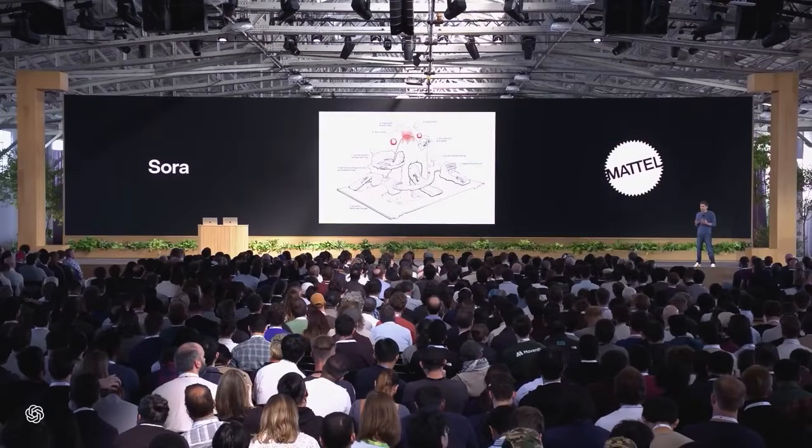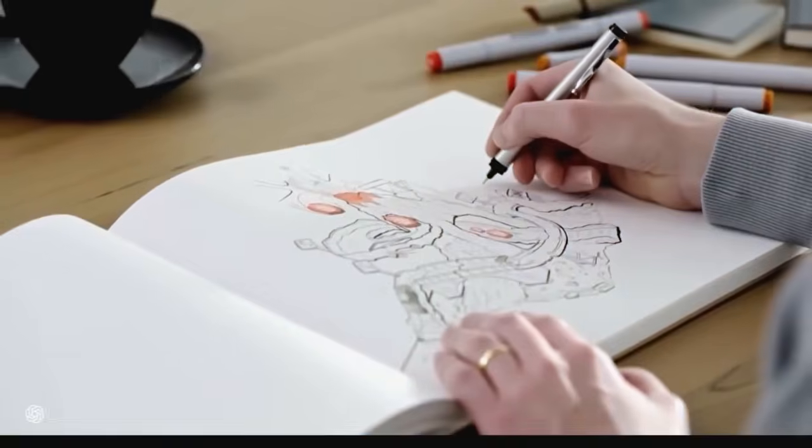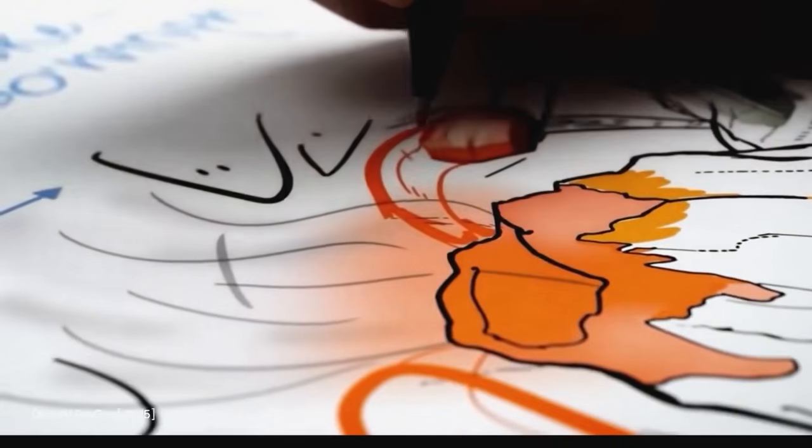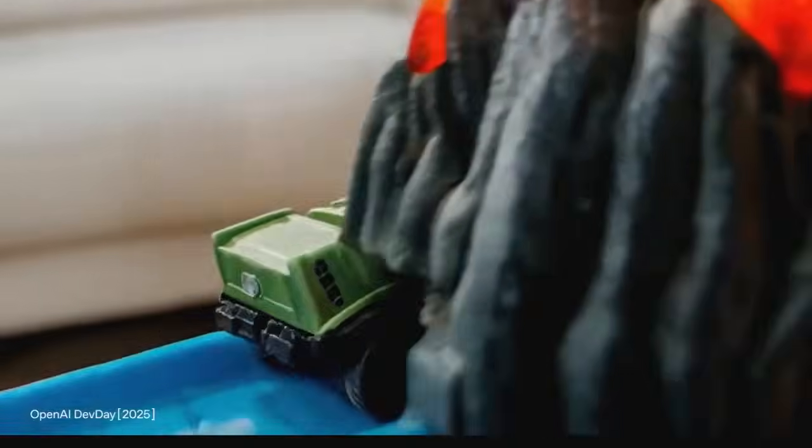Mattel, the toy company, they use Sora 2 API to turn sketches into video concepts in minutes. Designer uploads a sketch of a new toy, adds a description. Sora 2 generates a video showing how the toy moves, how it sounds when kids play with it, how it feels in action. That's how you validate ideas 100 times faster. No prototype building, no video production, no sound design. Just sketch to video.